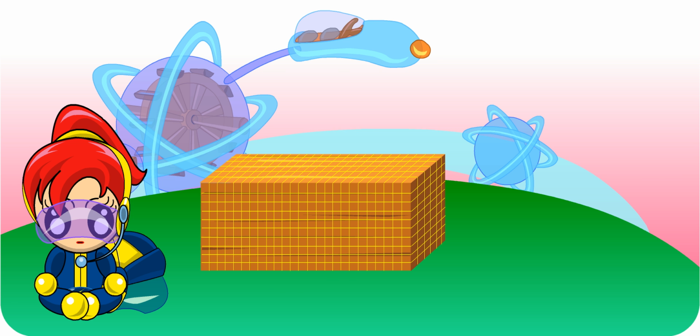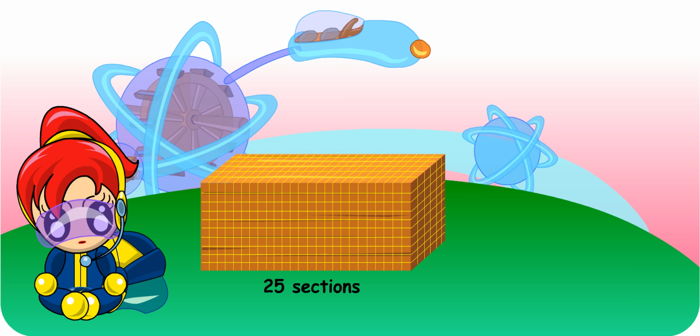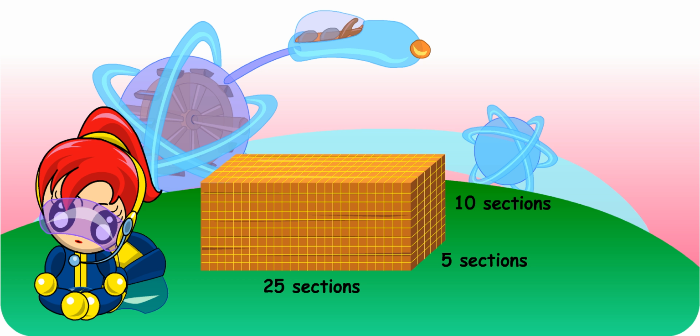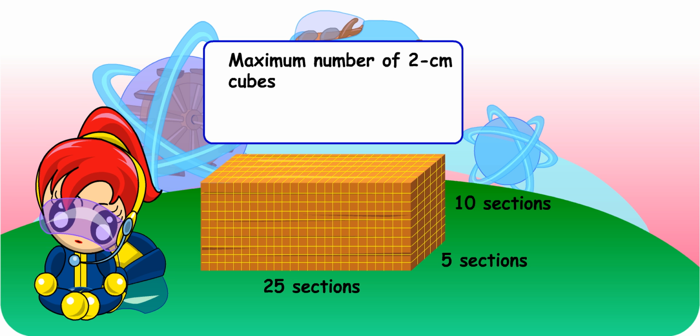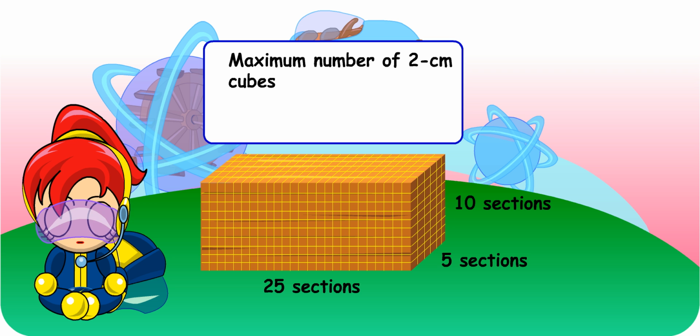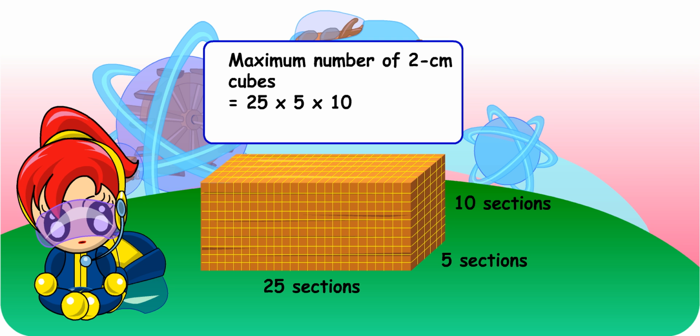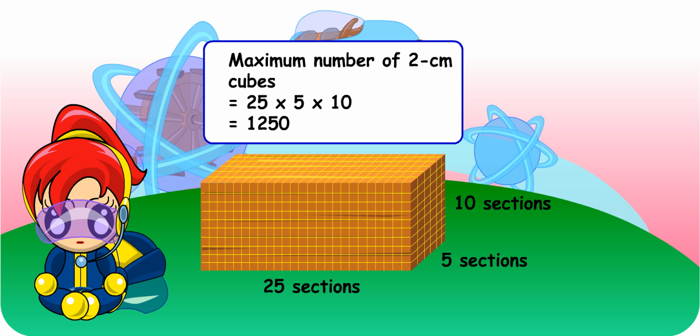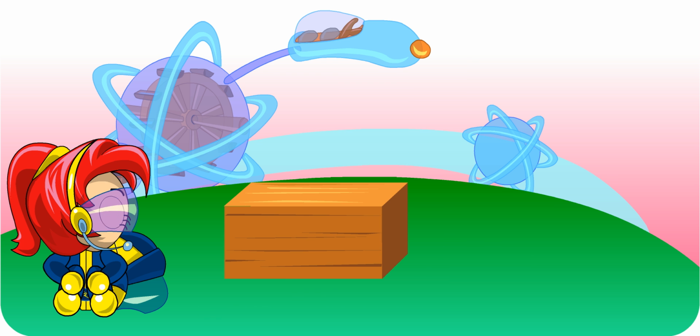So we have 25 sections along the length, 10 sections along the height, and 5 more along the breadth. Multiply the number of sections from each side to find the maximum number of cubes. Hence, we can cut out a maximum of 25 times 5 times 10, which is 1,250 cubes. Now, try helping this carpenter who has a similar problem.